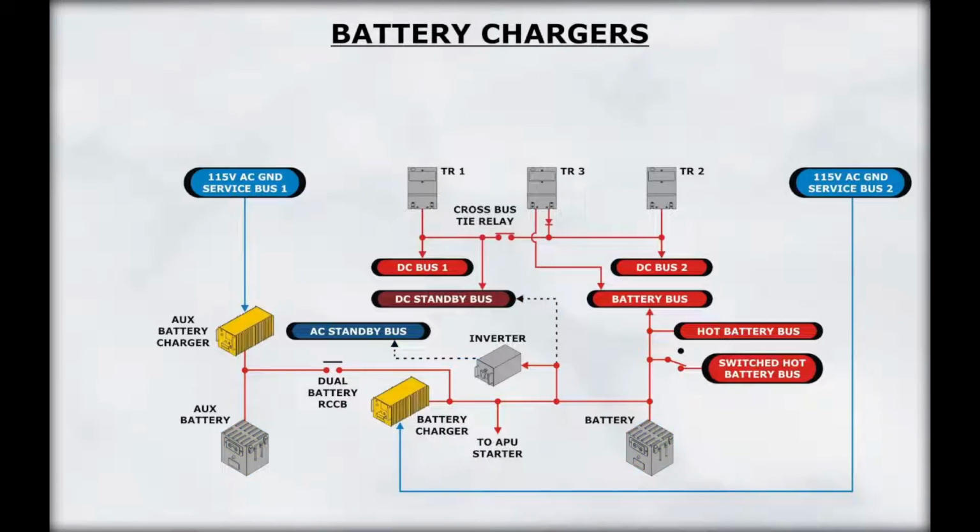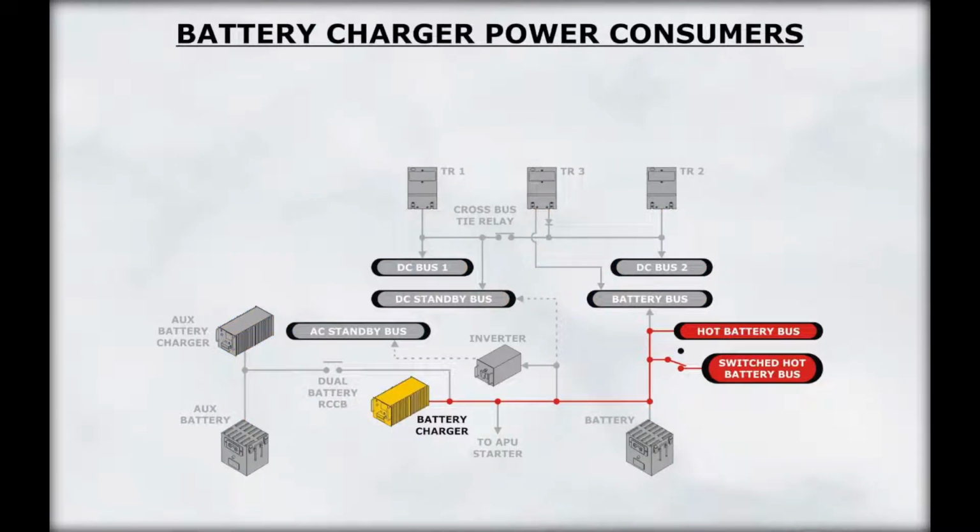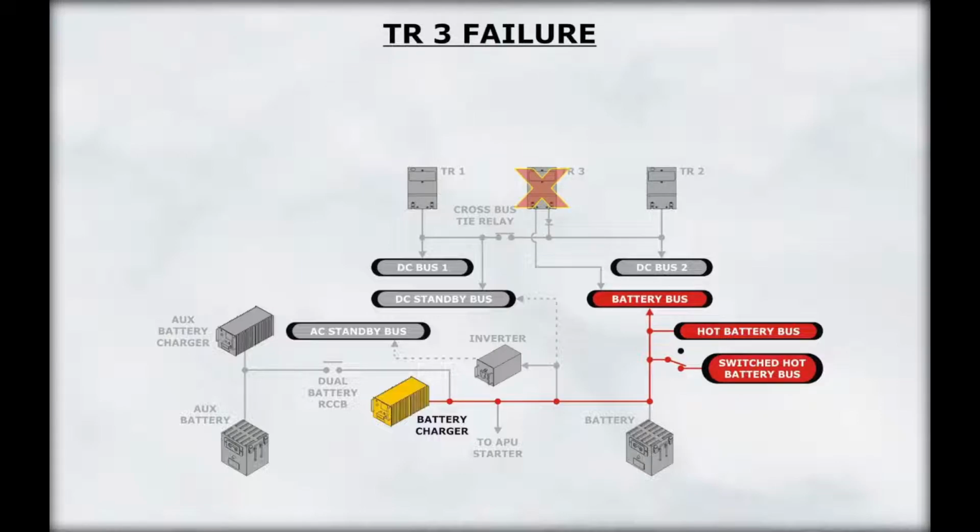Two battery chargers maintain the battery's charge by converting 115 volts AC into 28 volts DC. They provide voltage that will maximize the battery charge. The main battery charger is normally powered by the ground service bus 2. The auxiliary battery charger is powered by ground service bus 1. When not charging the battery, the charger operates in a constant voltage TR mode. In this mode, the battery charger TR powers loads connected to the hot battery bus and the switched hot battery bus. If TR3 fails, the battery charger TR will also power the battery bus.